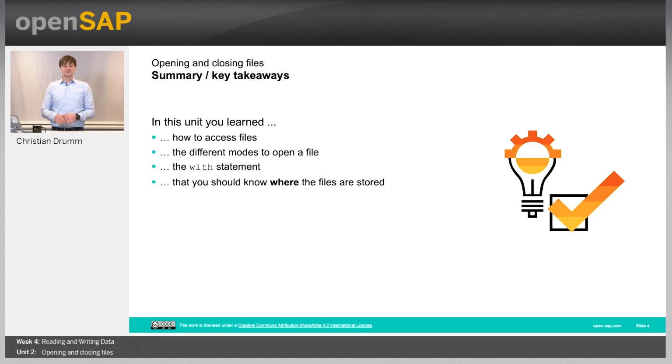What have you learned in this unit? In this unit, you have learned how to access files. We have used the different modes, read and write mode, to read files and write files. Actually, we didn't write any content yet, but we have used the mode to create a new file. I've shown you the with statement, which is the approach you should always be taking when working with files in Python. And I also mentioned that you always should know where the files that you work with are stored on your computer.